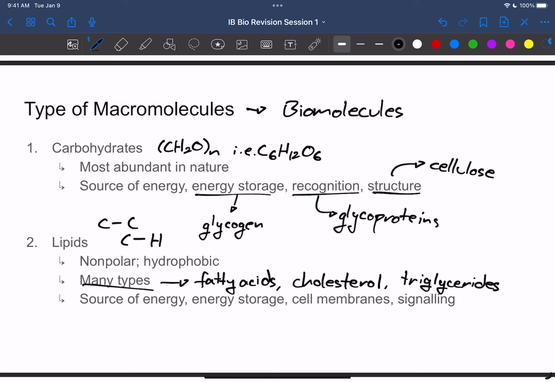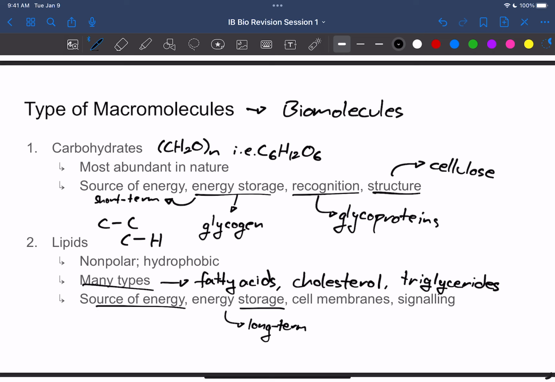Similar to carbohydrates, they act as a source of energy as well as energy storage. The storage would be in your adipose tissue, so the storage of triglycerides in your fat tissue. And as a source of energy, they're more of a long-term source. So I would call this short-term energy storage, and I would call this one long-term energy storage.